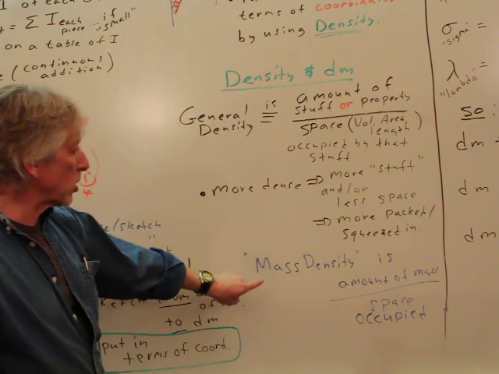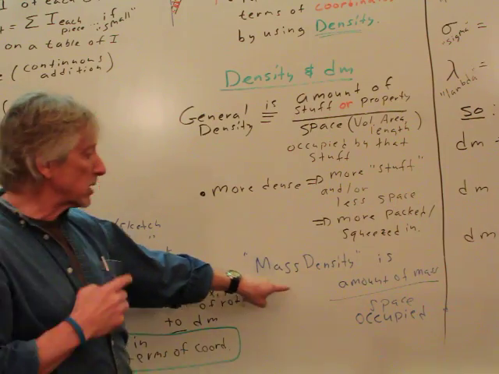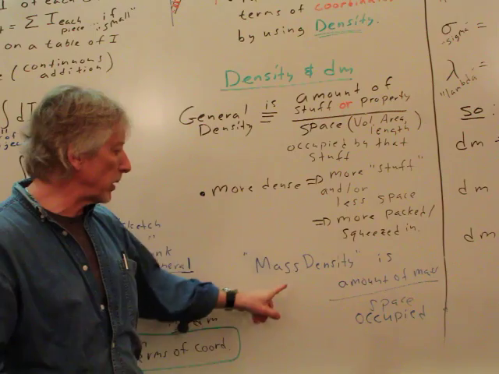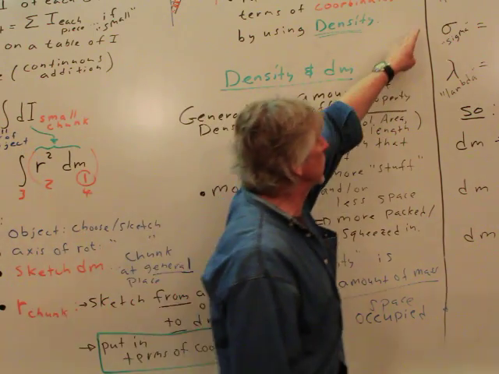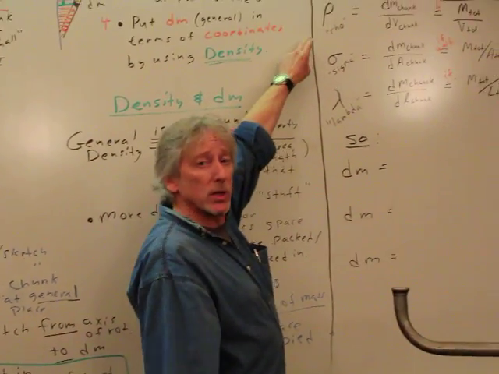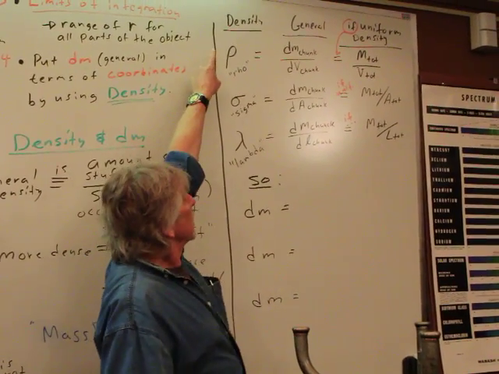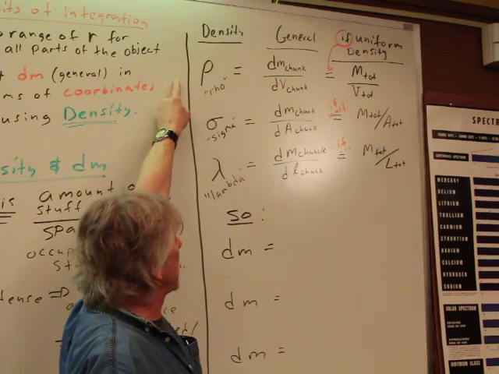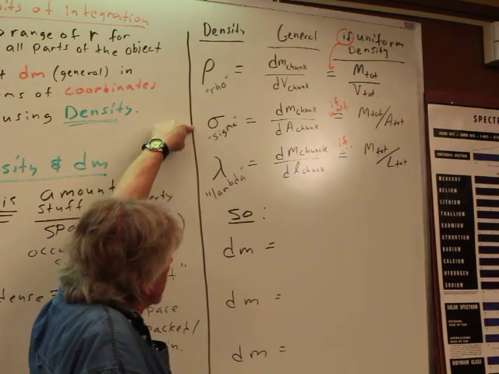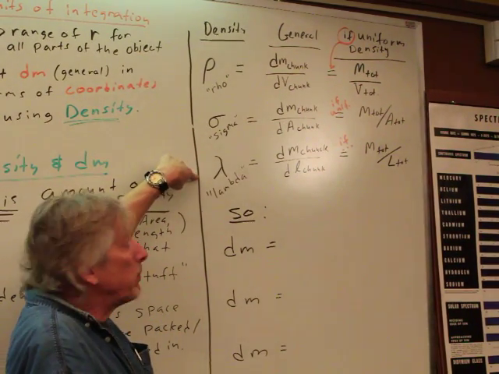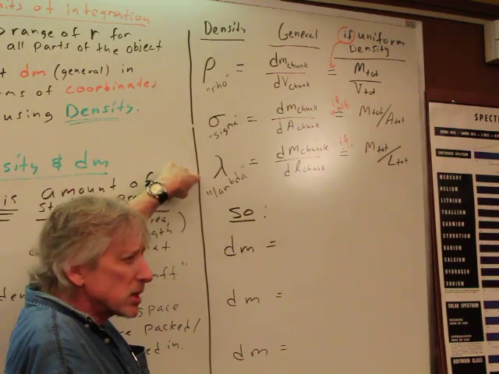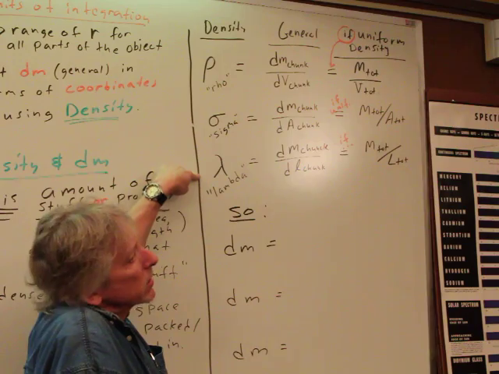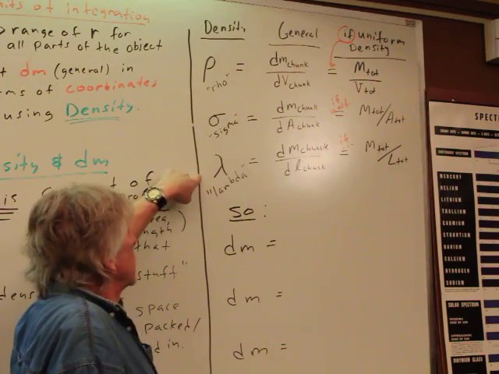Okay, cool. So mass density in particular is the amount of mass, that's the stuff we're talking about, that's the property we're talking about, over the space occupied. So let's take a look over here and set this up. We'll get specific on the next one. Density, in general, can be written as mass per volume, mass per area, mass per length. Some books use different notation. This is a pretty common notation, but you just get used to it.